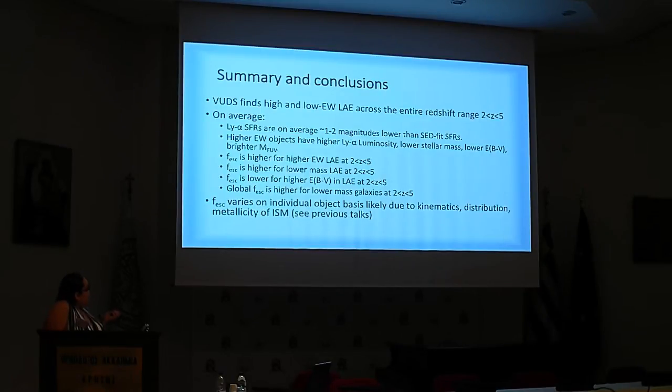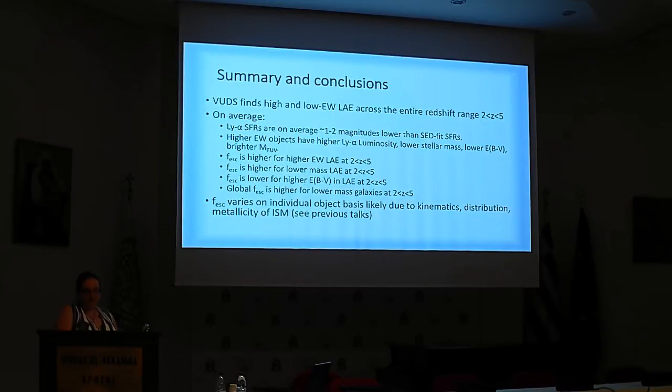On average, we find that the Lyman alpha star formation rates are 1 to 2 orders of magnitude lower than the star formation rate from the SED fit. The higher equivalent width objects have higher Lyman alpha luminosity, lower stellar mass, lower dust content, and brighter UV magnitudes. The escape fraction is higher for higher equivalent width Lyman alpha emitters.